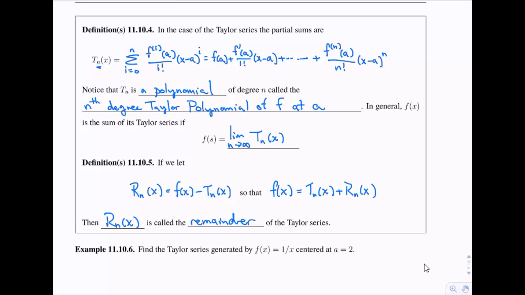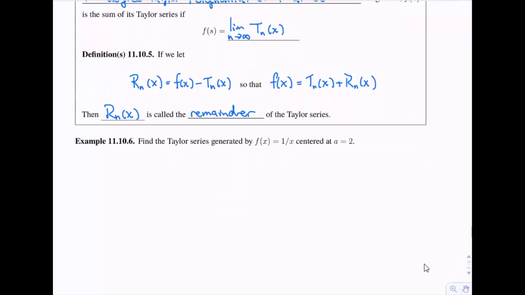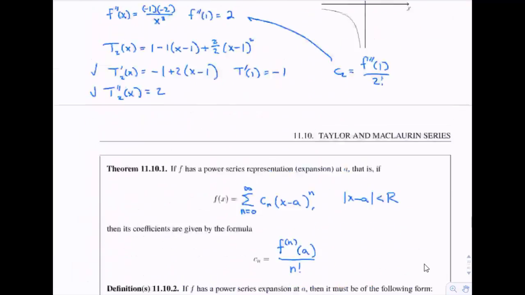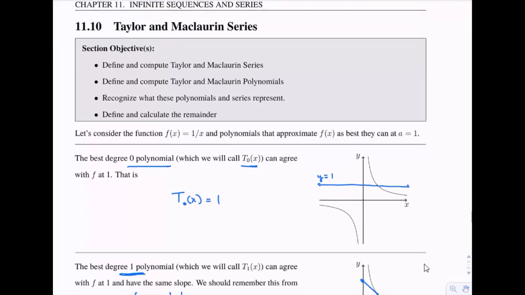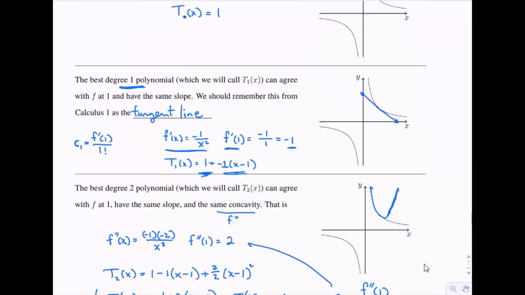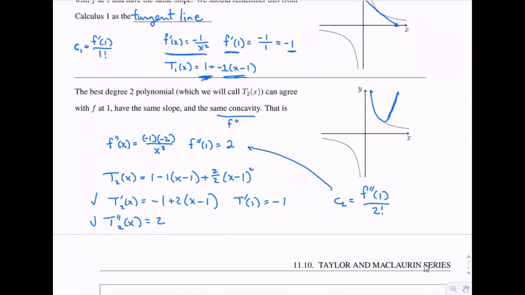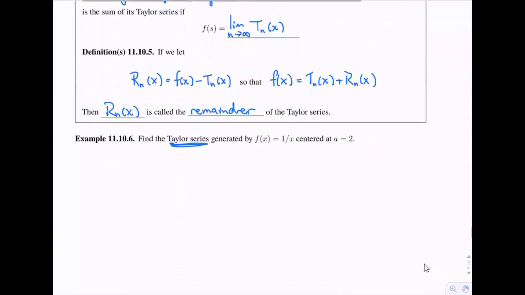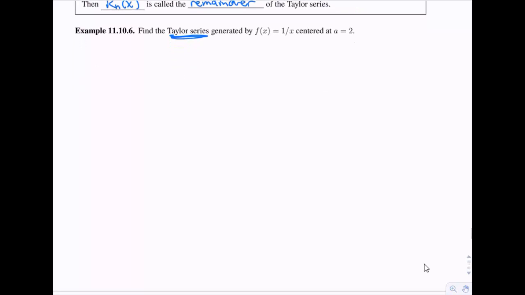All right, so we'll do some computing of remainders a little bit later on. For now, though, let's try to find a Taylor series generated by f of x equals 1 over x, centered now at a equals 2. So this is very similar to what we did originally, but now we're centering at a equals 2 instead of a equals 1, and we want the entire series. So we don't want to just stop at 2 or 3 or something like this, but we want to go on forever. So the claim is that there's some new challenges that this brings up. So I'd like to talk to you a little bit about those.